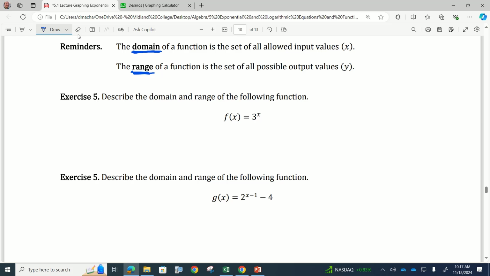So if I've got the function 3 to the power x, what is my domain? What is the set of all x values I can plug in here and evaluate and still get a real number output?